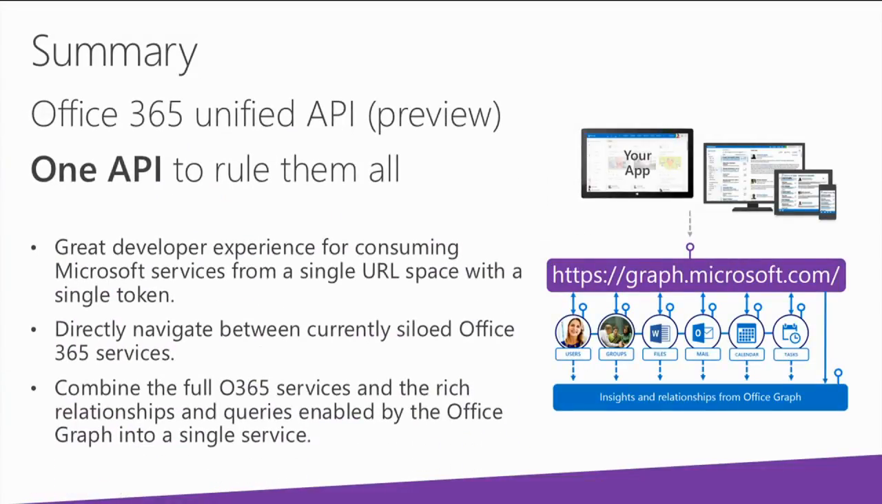Okay. So I'm wrapping up now. I want to reiterate 3 points. There is this new unified API that makes it super easy to get to all the Office 365 data. It allows you to break the product barriers and navigate between the siloed services. I can do traversing, using the API to traverse and get the different entities. And it combines not only the fixed data that we have, but also the rich insights and relationships that are calculated by the Office graph. All of that with just one single endpoint, one single token, very easy to get.